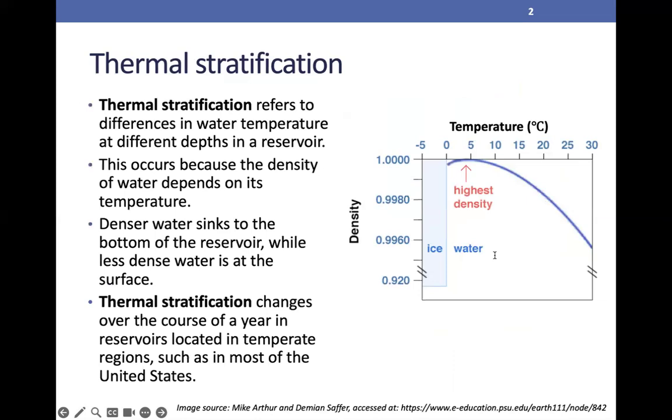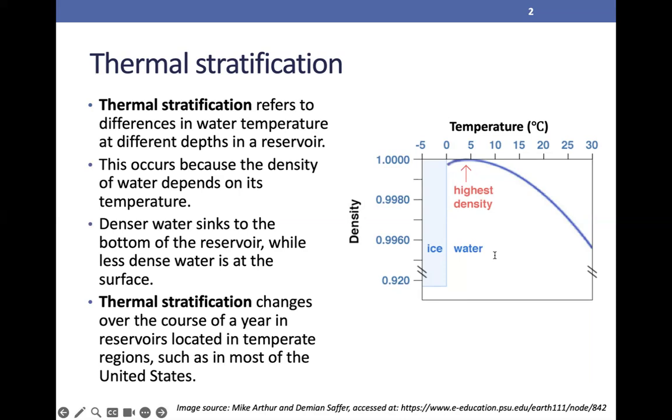Thermal stratification refers to differences in water temperature at different depths in a reservoir. This occurs because the density of water depends on its temperature, as shown in the figure on the right. In general, colder water is denser than warmer water. However, the highest density of water is at 4 degrees Celsius. Once water becomes colder than 4 degrees Celsius, it starts to become less dense again. This explains why ice, which is always colder than 4 degrees Celsius, floats on top of liquid water.